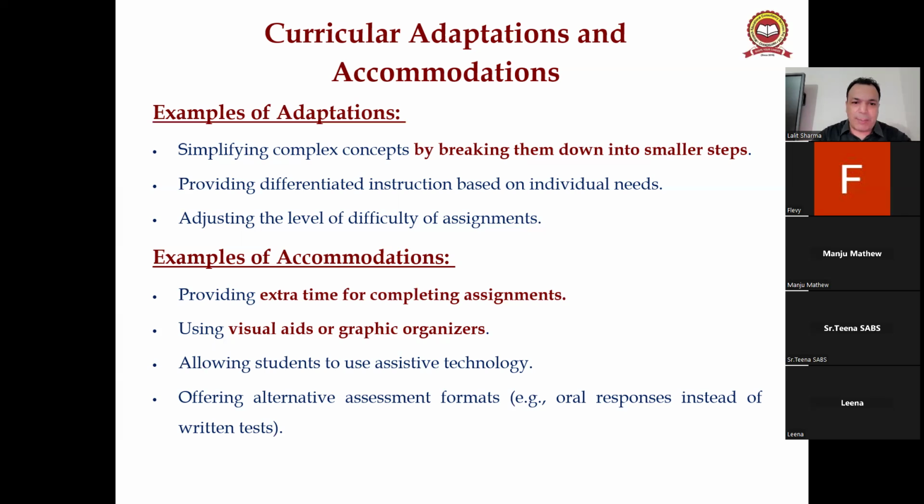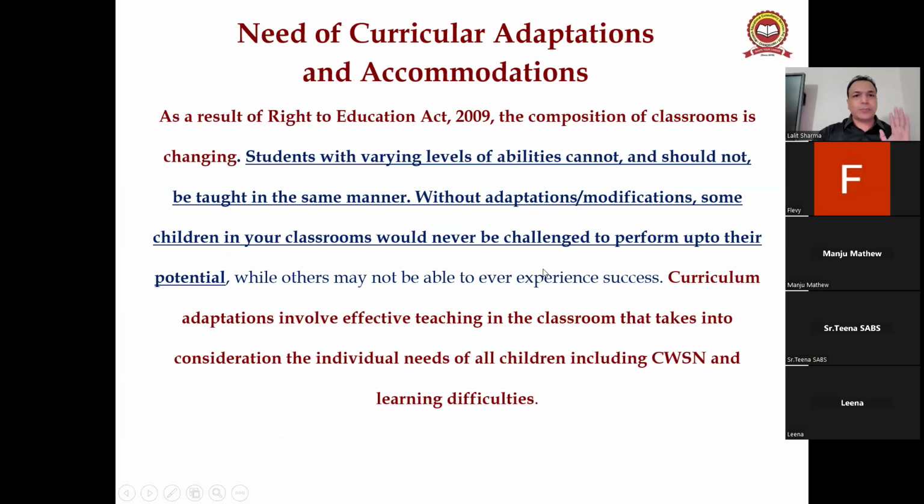Accommodation example means providing extra time for completing assignments. If you are conducting a test and all the normal students do the test within 1 hour, and for the disabled persons you give 1.5 hours, irrespective of any disability, then you are accommodating. This is an example of accommodation. So I hope curricular adaptations and accommodation are understood, correct?